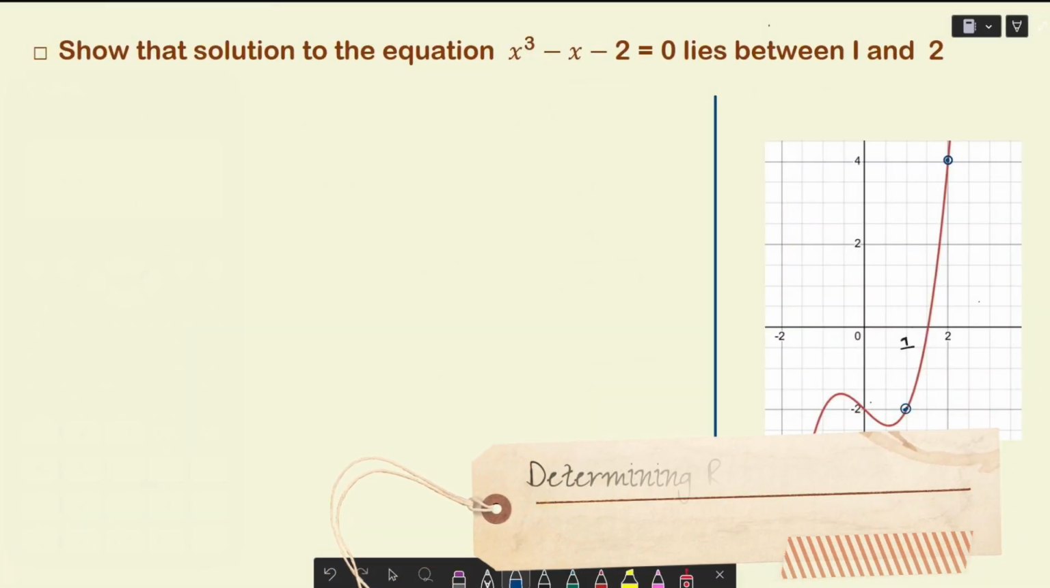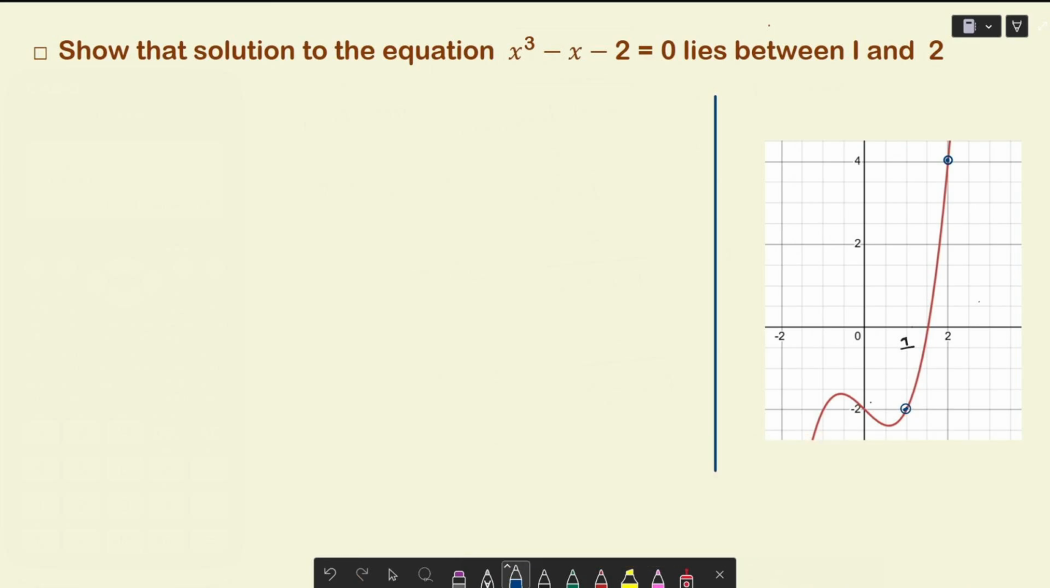A crucial part of iteration is determining a range where our solution likely exists. To illustrate this, let's consider an example. Suppose we have identified that our solution lies somewhere between x equals 1 and x equals 2. Now we have our equation. Our next step is to substitute these x values into our equation.